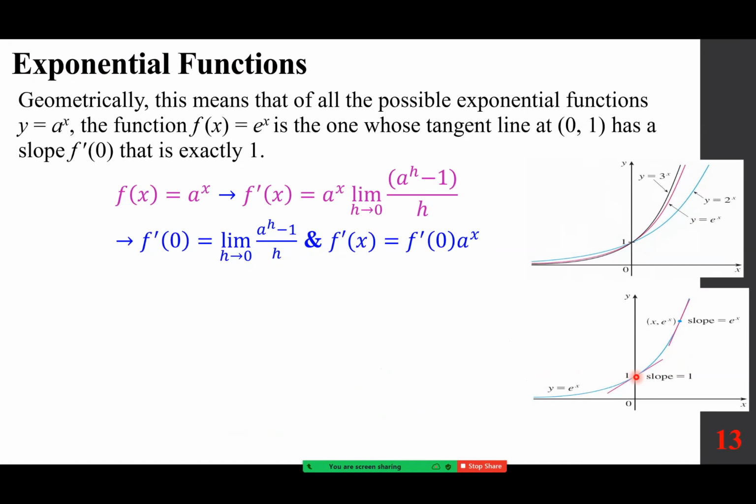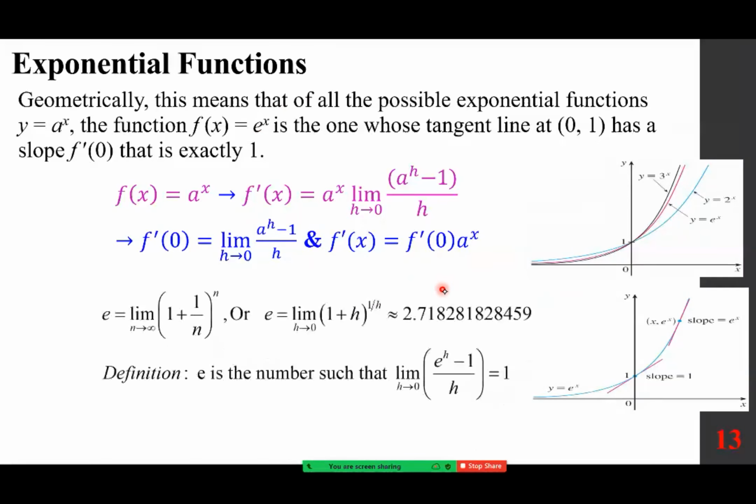Again, this is something we discuss in calculus. You don't have to worry about this so much. So when f of x is a to the power of x, f prime is this. If we replace the x with 0, we get this one, and f prime for any function of the form a to the power of x becomes f prime of 0 times a to the power of x. And for e to the power of x, this is 1, so they become identical.